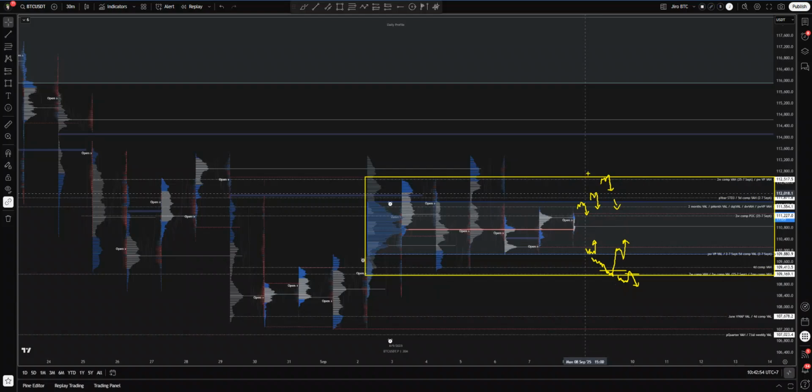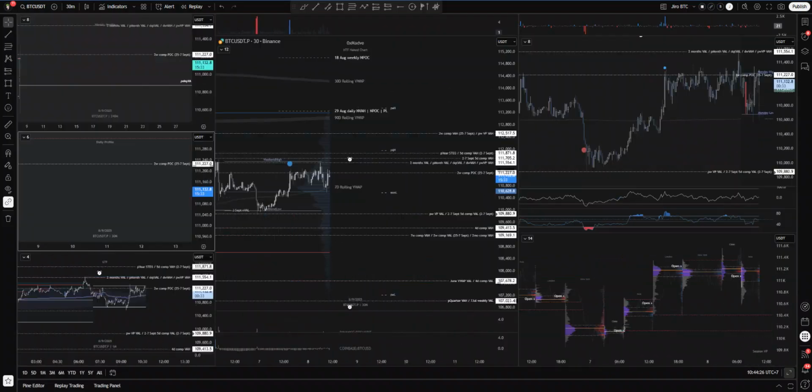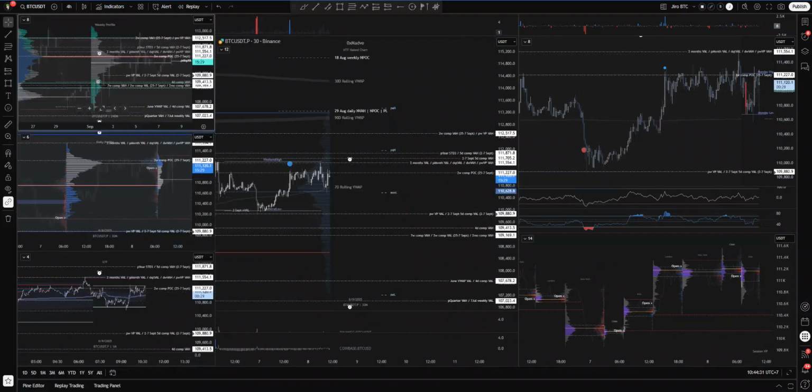expecting another rotational, but if we're able to accept above the 2-week composite value area high, then of course we'll clean up the single points above here, make a POC here, and we will try to test the 5-week value area low from the previous all-time high distribution. Okay, so let's at least clean up here.